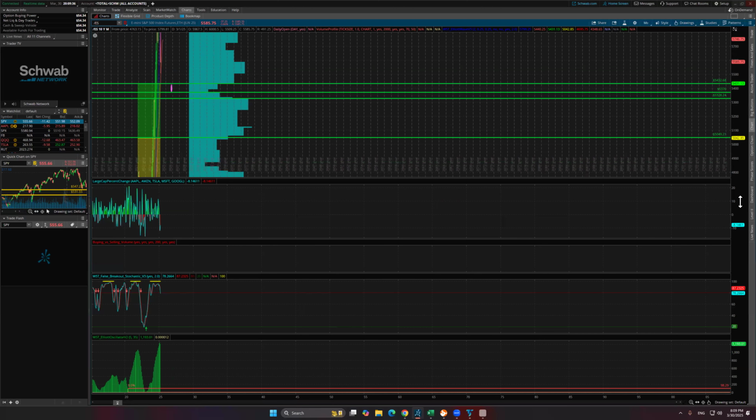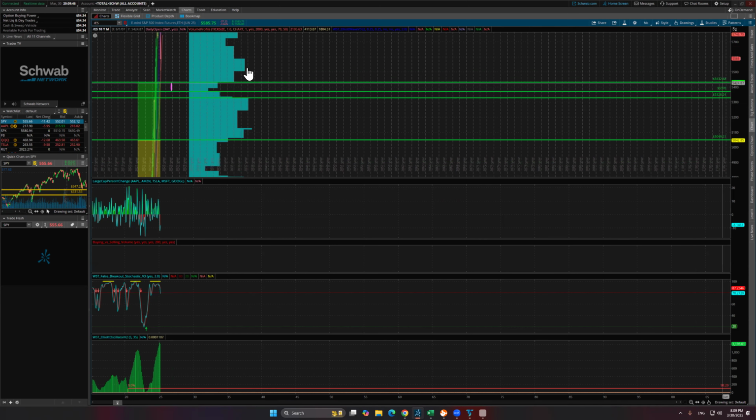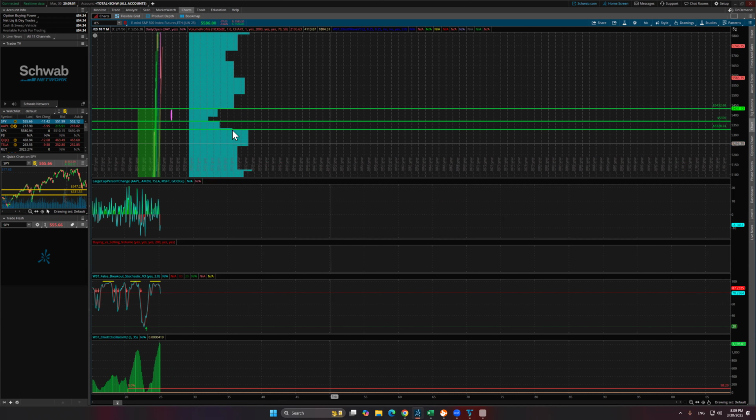Otherwise, we have to go to 51 something. So I'm hoping it hits 54.32 and that's it. Worst case scenario, like 253, another 100 points lower. I'm hoping that's the worst case scenario.